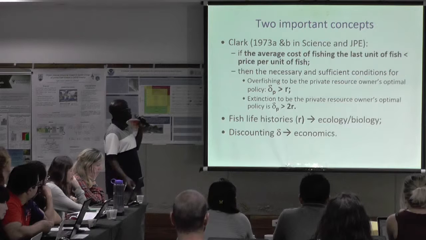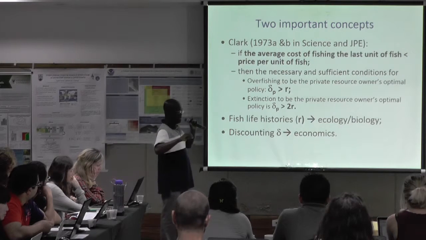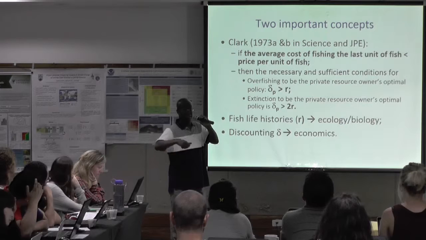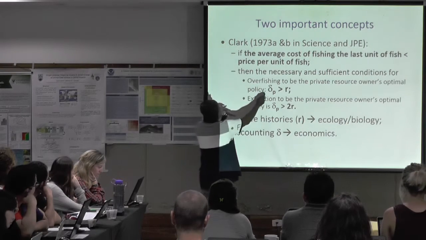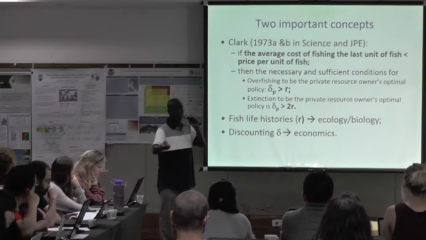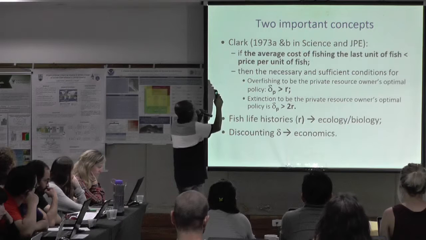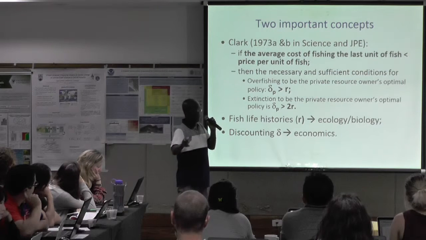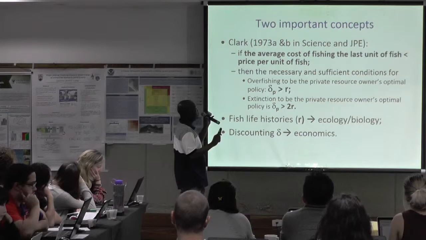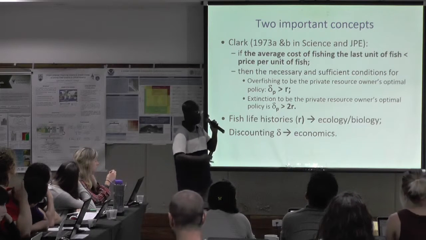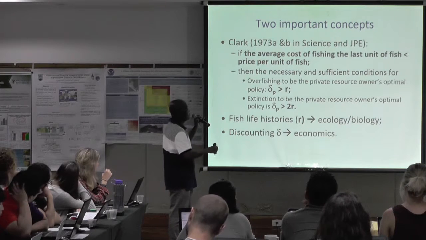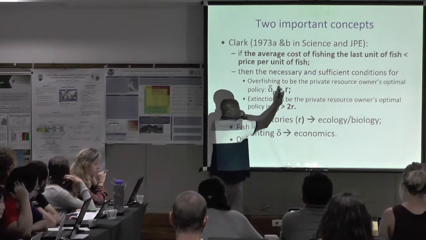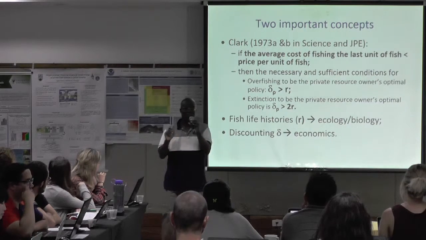It's amazing. And he came up with two papers and showed that if you take R, R is the intrinsic growth rate of your fish, that is the natural growth rate of your fish, and D is your discount rate of the country or the person doing the fishing. It shows that if the average cost of fishing the last unit of fish is less than the price per unit of that fish, then the necessary and sufficient condition for overfishing by the private resource owner, so if you're a fisher, to take up or to overfish, is that the discount rate is greater than the growth rate of the fish. Very simple and very powerful.